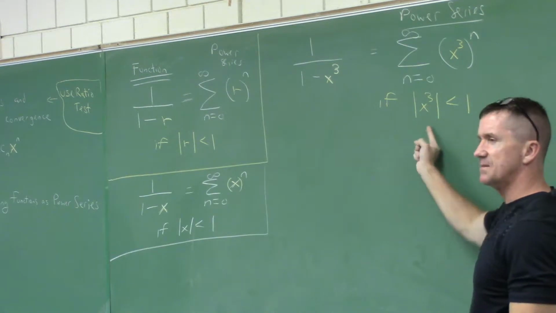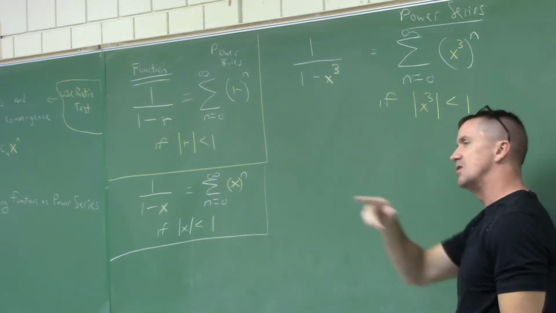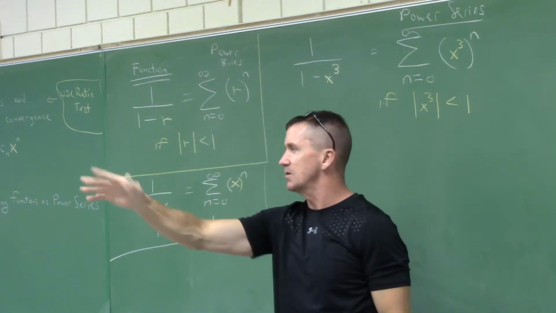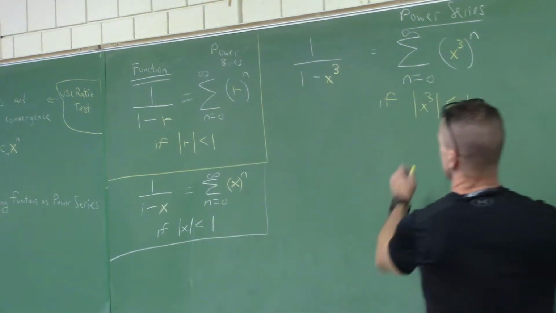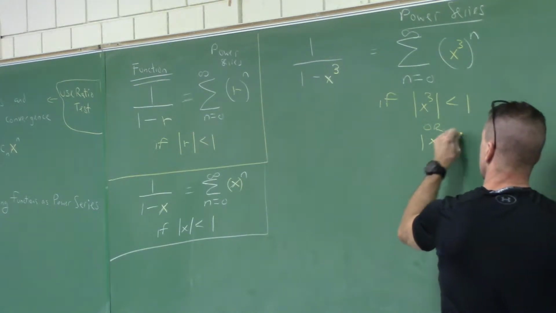Now, can you help me simplify this? It's not a big deal. How can I get that stupid cube off there? Take the cube root of both sides of the inequality. So what does it become? We can simplify this. This becomes that.